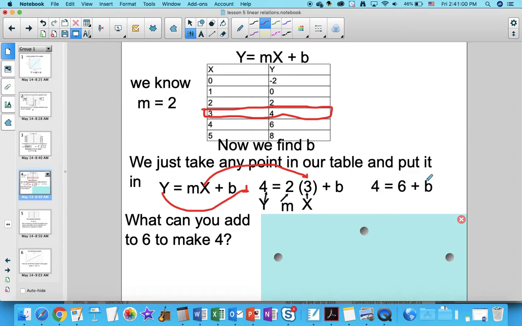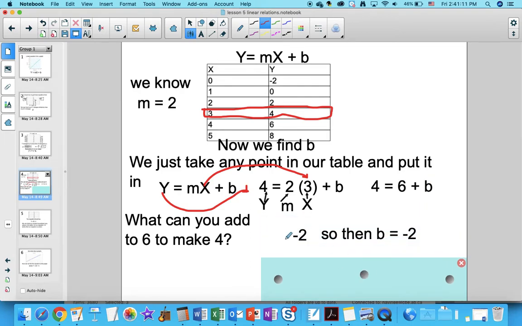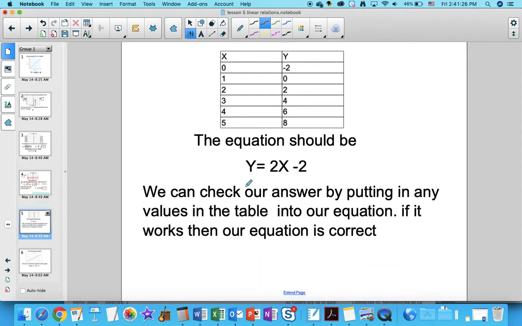What can I add to 6 to make it 4? How do I add to a number to make it smaller? Well, you can add a negative number, right? And that's what we did. If you added negative 2 to 6, well, 6 plus negative 2 is 4, right? So you can say b is negative 2. So our equation would be y equals 2x minus 2.